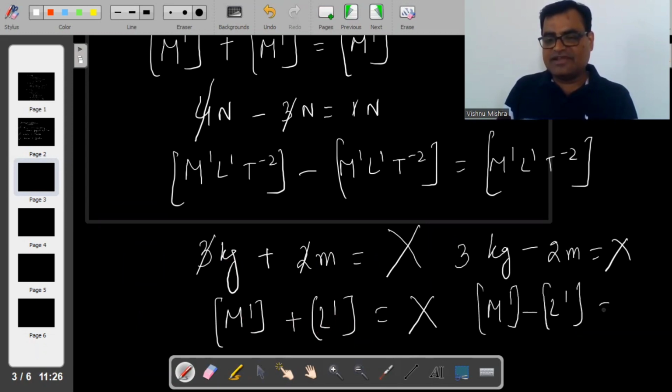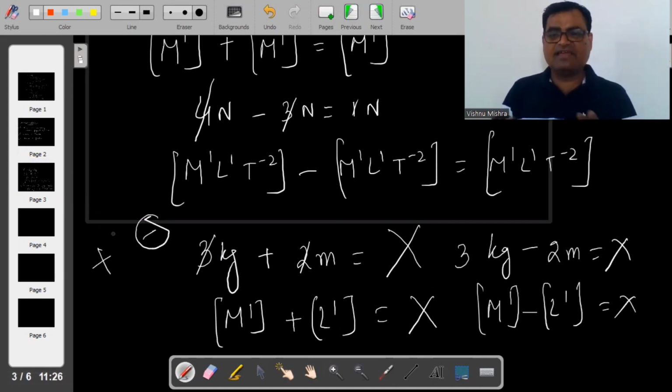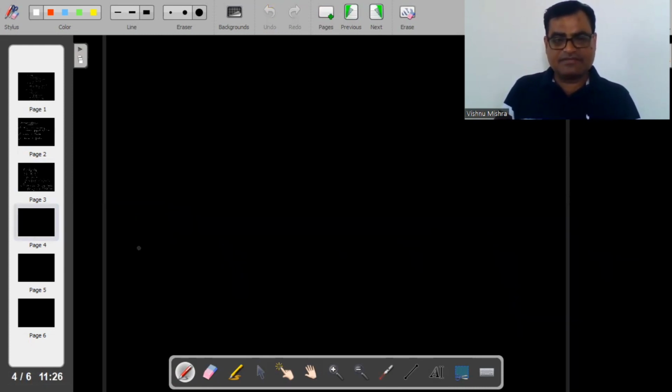So what is the summary of this one? Summary is, whenever a plus or minus sign is there, the dimensions are the same. Whenever you see in an expression that a plus or minus sign is given, that means the dimensions are the same. For example, let's do the problem here for the first application. First application is to find out the dimension of an unknown physical quantity.